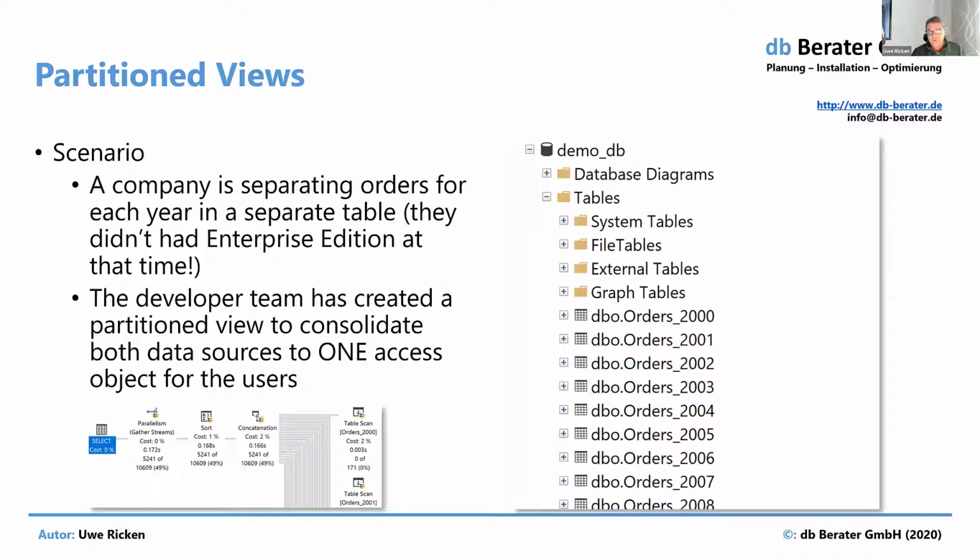This scenario, which I want to show you in this demo, is a company which separated the orders for every single year. So for every year, they created a new table. Then the developer team came across and said, okay, it's okay what you do, but we want to have only one access layer where all this information gets queried from. So they created a so-called partition view to consolidate all data sources into one access object for the users. So follow me to the demo.